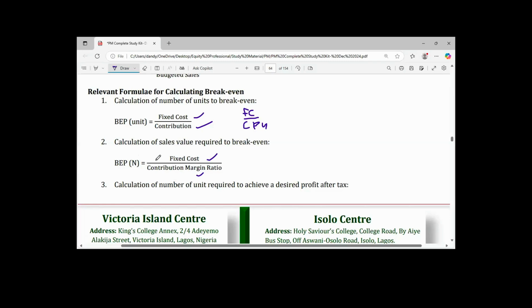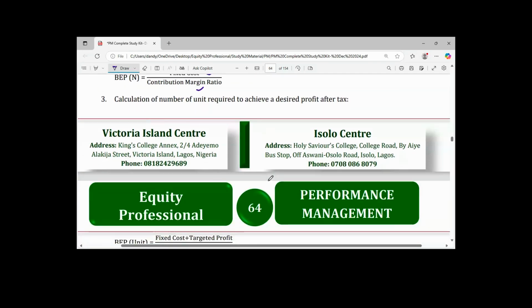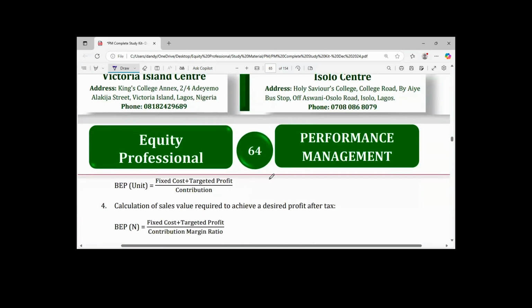Then the number three objective is to determine the units required to achieve a targeted profit. So in this case, the formula to use would be break-even point in units equal to fixed cost plus targeted profit before tax over contribution per unit. See the way I'm struggling. Okay, that's the formula that you are going to use.